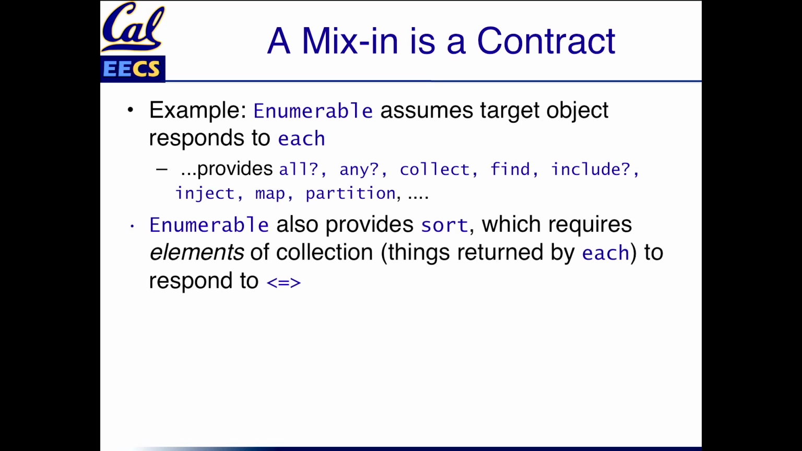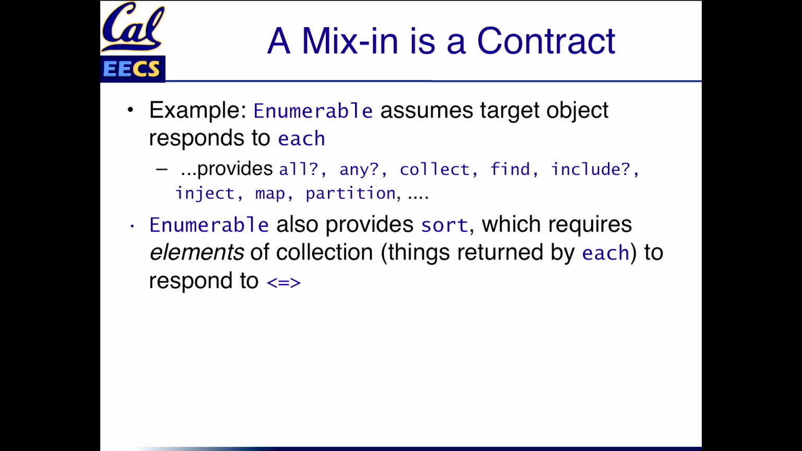Enumerable is also where sort happens to be defined in Ruby, but sort also has another requirement, which is that the elements in the collection be able to respond to the spaceship operator. Remember the spaceship operator? It's kind of rolling all the equality operators into one. A spaceship B is -1 if A is less than B, +1 if A is greater than B, and 0 if they're equal, right?